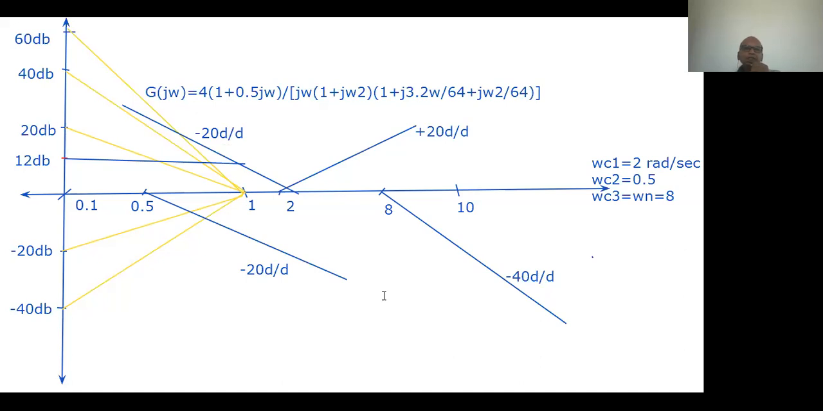Then if you see, starting from this origin 0.1, the first frequency is the corner frequency 0.4, and then draw a slope of minus 20 dB per decade, minus 20 dB per decade up to this magnitude axis, at this corner frequency.